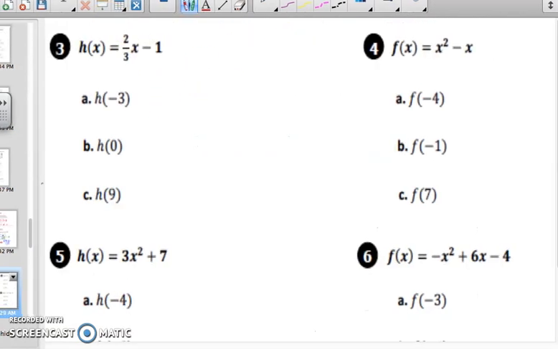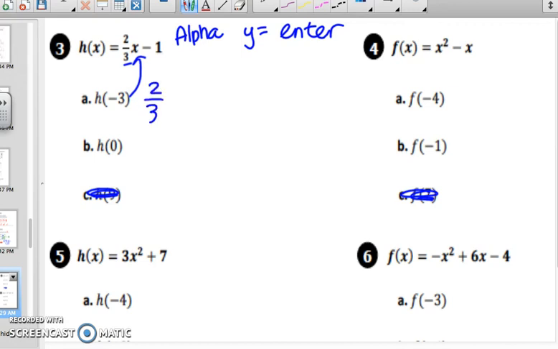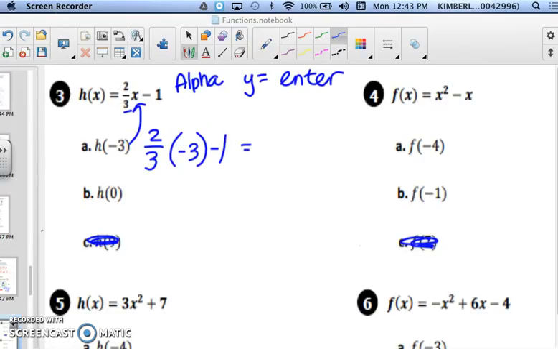So again, we're only going to do the first 2 to save us some time. Okay? Remember to do a fraction, you're going to hit the alpha button, which is green. So green button, y equals, and enter to get this little fraction bar pulled up. But what you would do, you would substitute in negative 3 right there. So you would have 2 over 3, parentheses negative 3, subtract 1. Okay, so when you do that, I'll give you a second. Should have got negative 3.